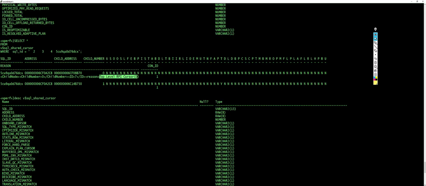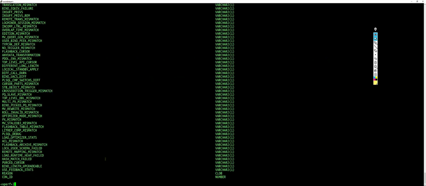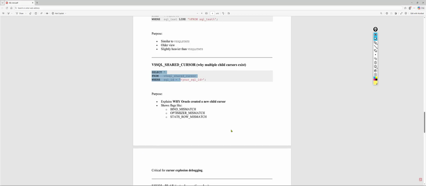Okay, so optimizer mismatch will be the frequent reason for the number of child cursors being increased, right? And we can also see literal mismatch, force hard parse, explain plan cursor. So these are all quite common mismatches. Okay, now let us go to the next view.